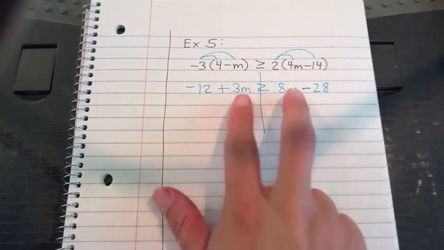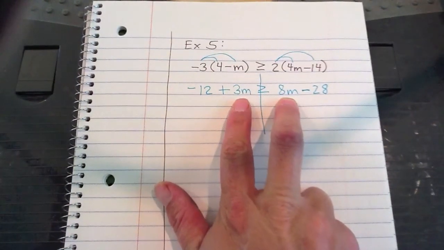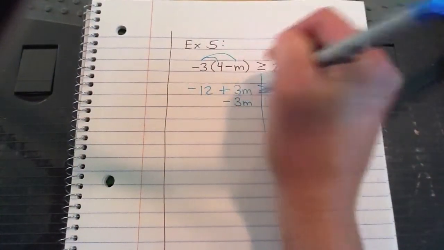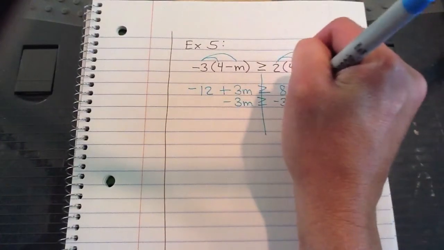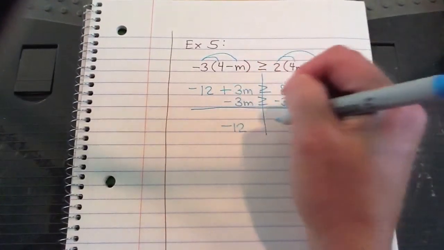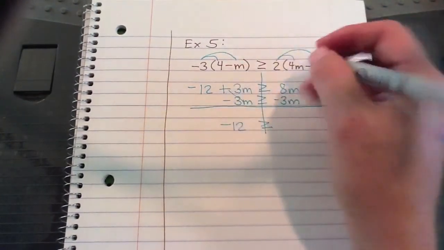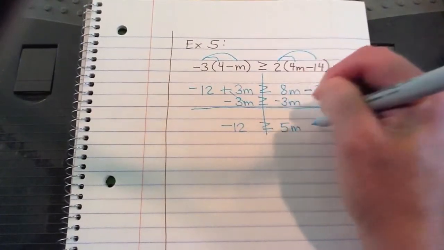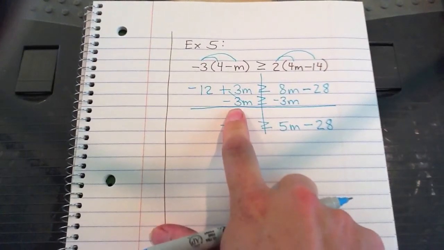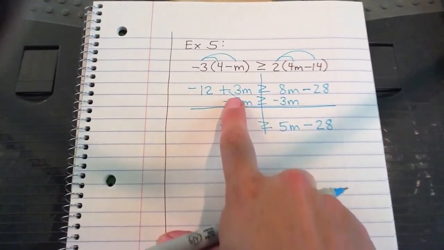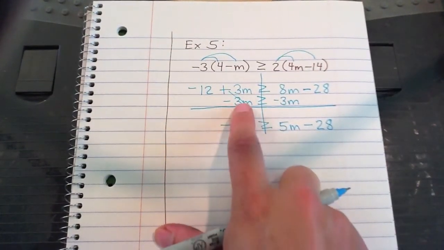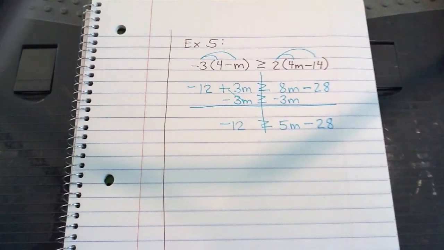From here, you need to get m to one side. I would move 3m over because it stays positive. Sometimes it doesn't matter in the end, but it's always worth trying. I end up with a negative 12 is greater than or equal to 5m subtracting 28. Right here, when you cancel those, always look to make sure that they're actually canceling. Sometimes if you accidentally added 3 to both sides here, you would notice, well, wait a minute, 3 plus 3 is 6, not 0, because you want it to actually cancel.